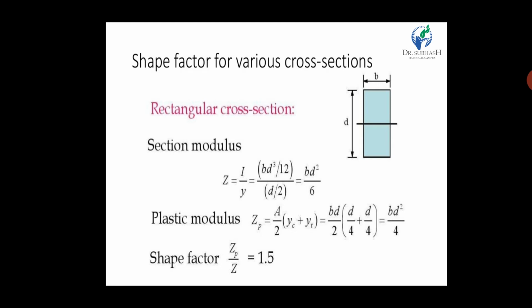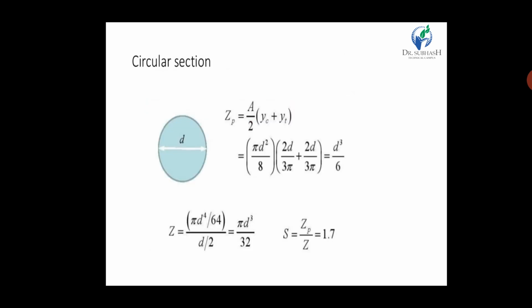Now, introducing the plastic modulus, Zp is equal to A by 2 times (yc plus yt). What is yc? D by 2 into 2, which means d by 4. The area is b into d divided by 2, times (d by 4 plus d by 4). So finally we get Zp is equal to bd squared by 4. Now according to our equation of shape factor, plastic moment divided by yield moment, the shape factor of the rectangular section is 1.5. Likewise, for a circular section you can find the shape factor. The second example will be the circular section.